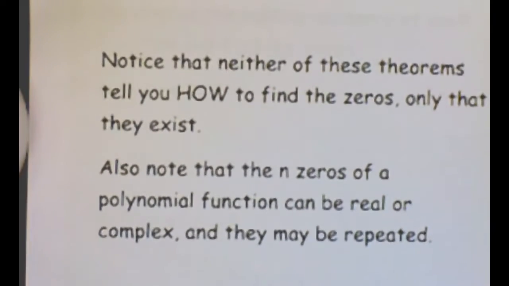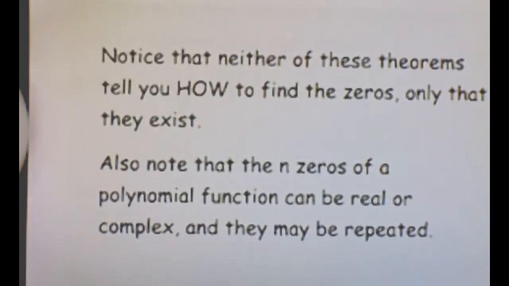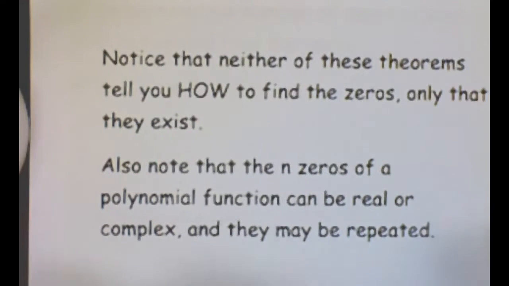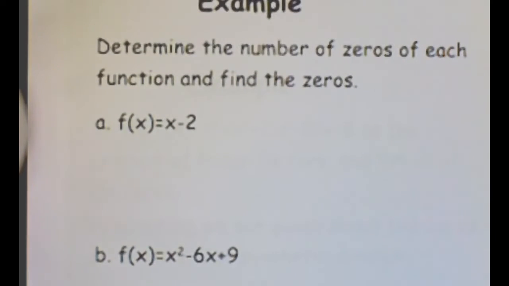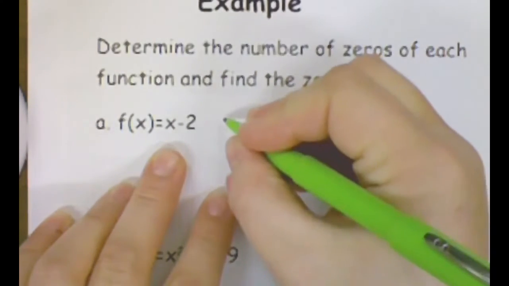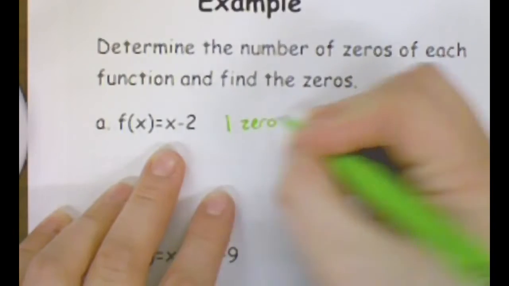So, notice how neither of these theorems tell you how to find them, only that they exist. Also note that the n zeros of a polynomial function can be real or complex, and that they can be repeated as many times as I need. So, we're going to find the number of zeros, and then we're going to find the zeros. So this first one, the degree is 1, so that means there is 1 0.